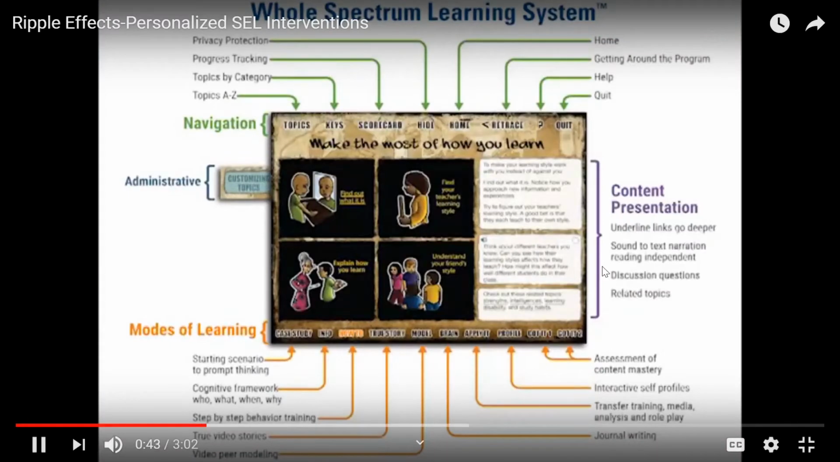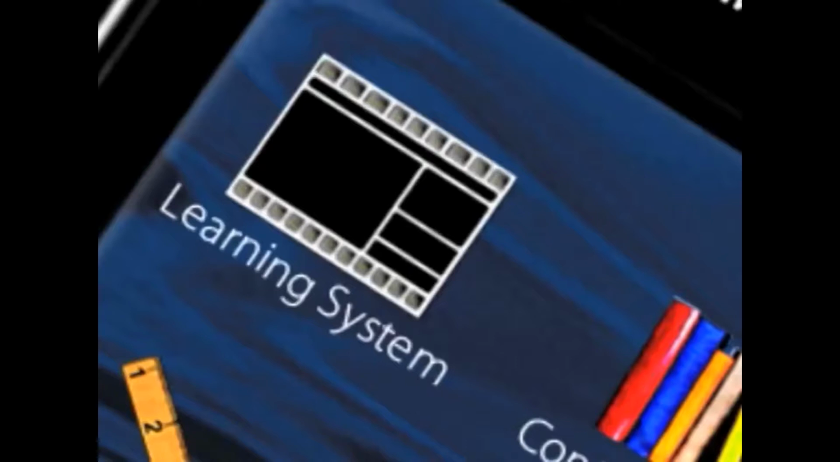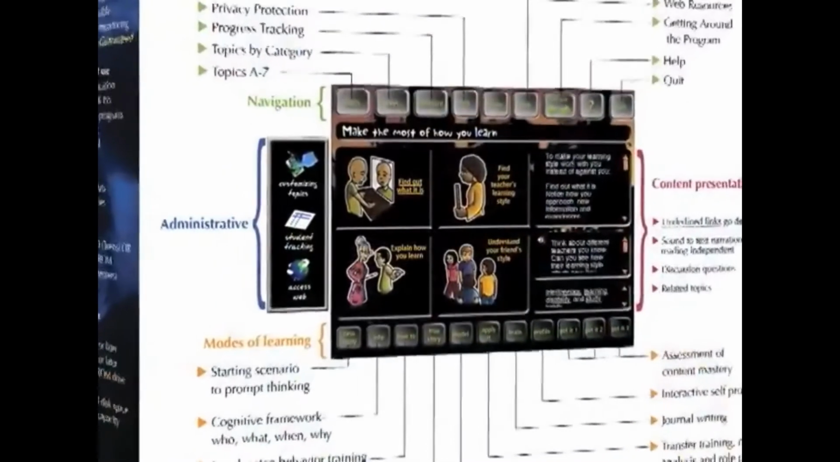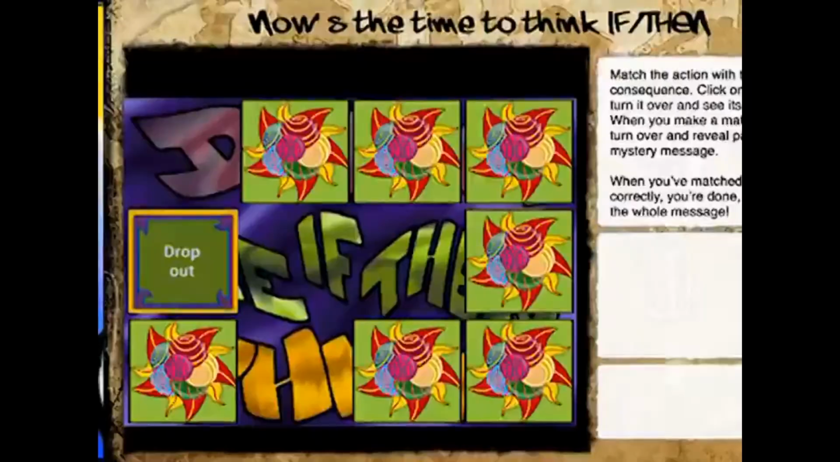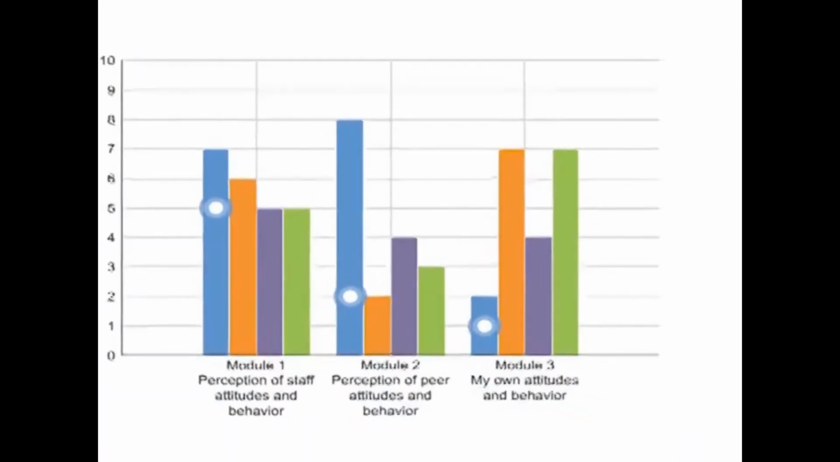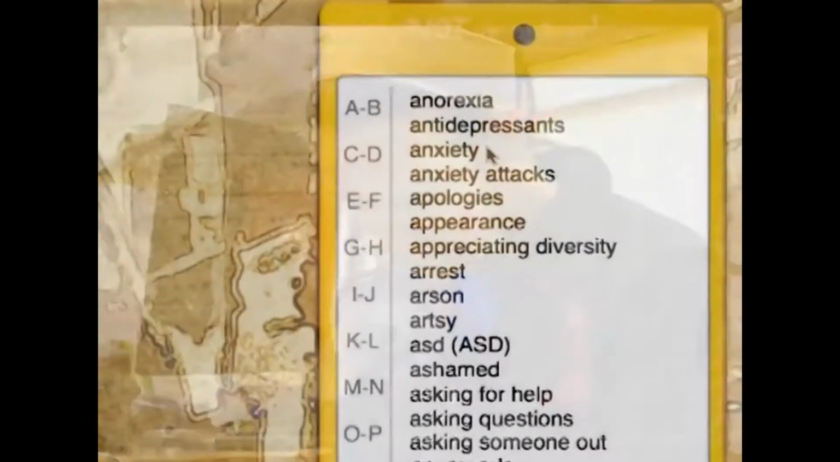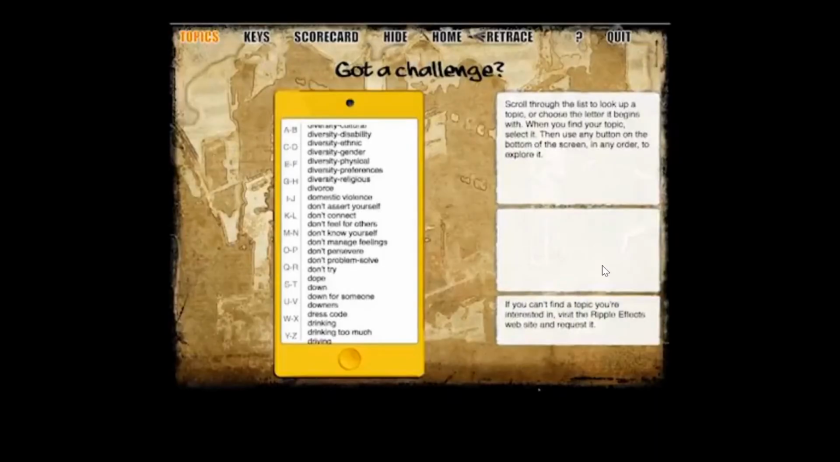Informed by principles of universal design for learning, the Ripple Effects system includes an engaging, self-regulated multimedia whole-spectrum learning system, a library of content, more than 100,000 multimedia elements covering 700 topics, assessment tools at the group and individual levels, an expert system to precisely match specific best practice to individual needs, and a data management system to enable greater accountability. Here's how it works.